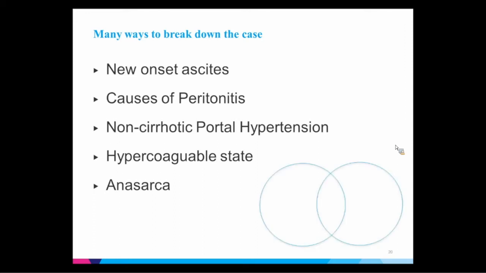The way that I like to think about it is Venn diagrams. I know what the workup for new onset ascites is. I know what that differential is. How does that interact with a hypercoagulable state? How does that interact with the differential for anasarca?